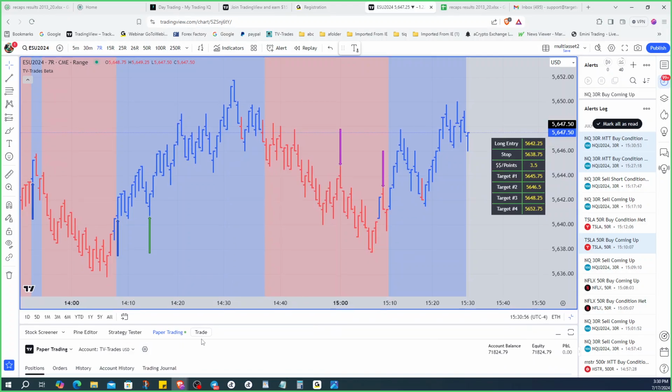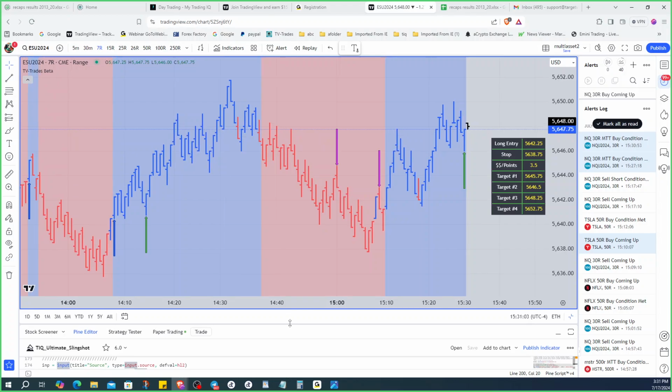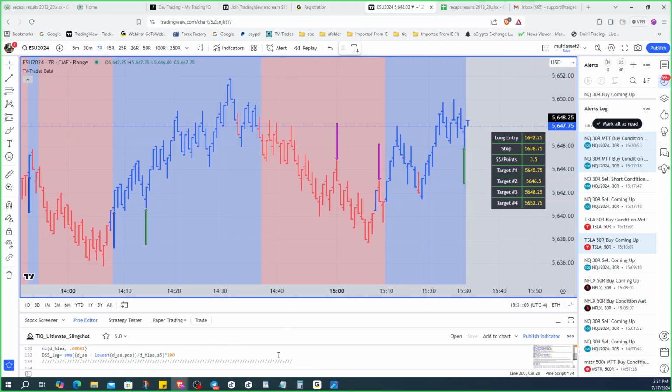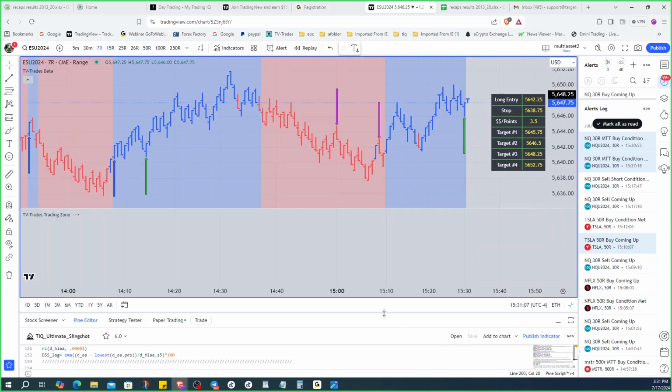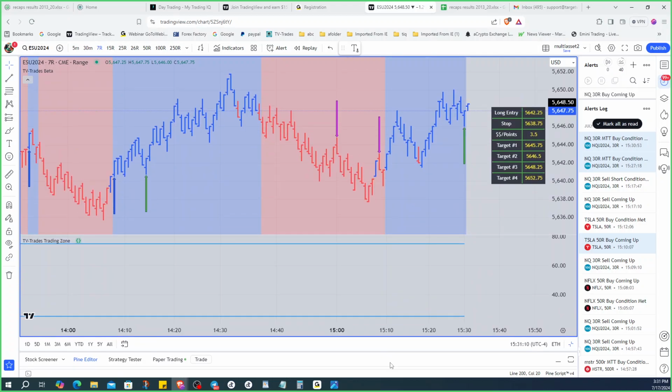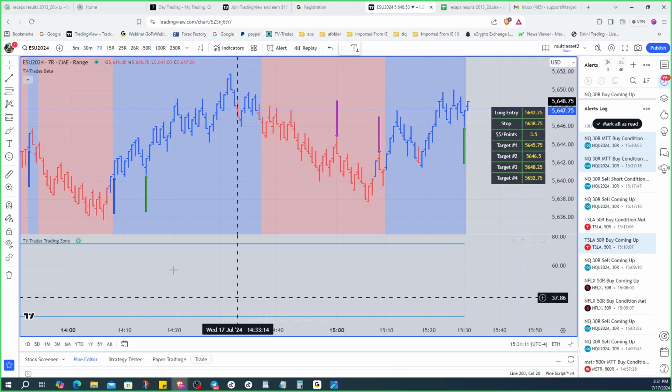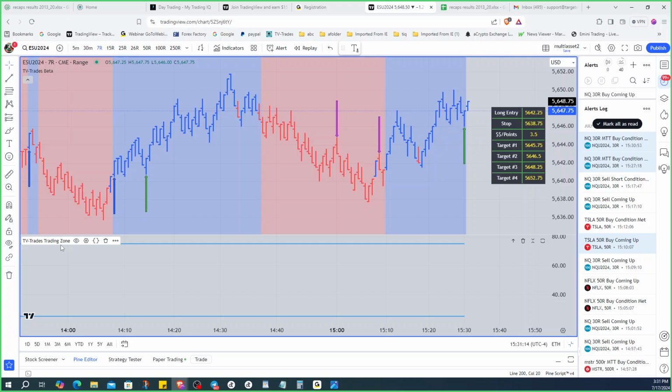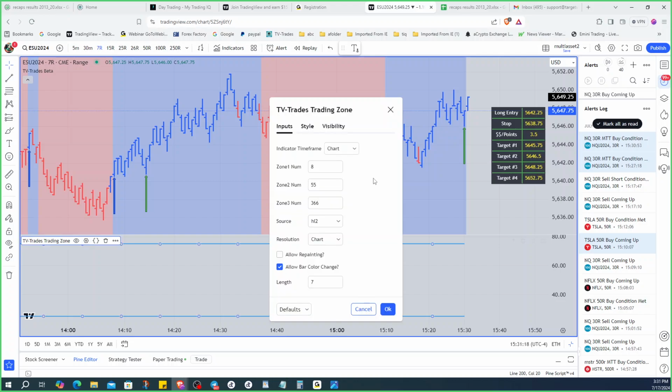Let me go to Pine Editor. Hopefully I didn't delete it. I think this is it right here. I hit add to chart. There it is. Does that ring a bell? Trading zone. Except this is different.